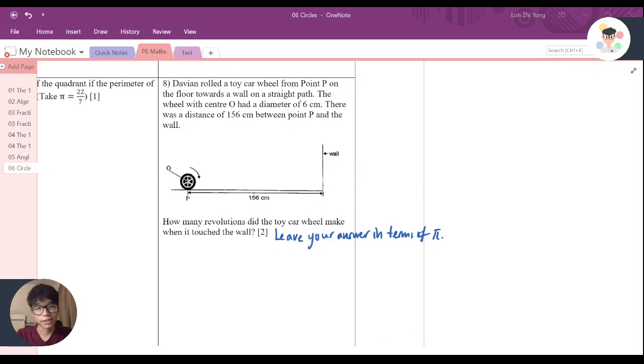Welcome back to digital class, and this is a discussion for booklet number 6 about circles. Now we're looking at page number 5, question number 8. Let's look at this question.